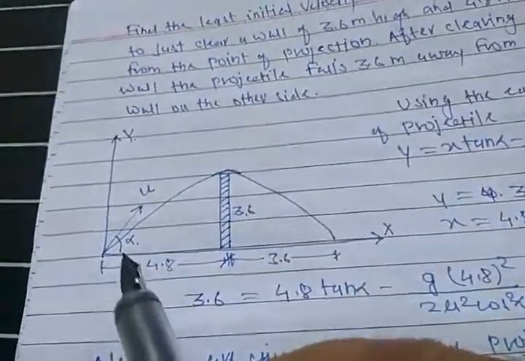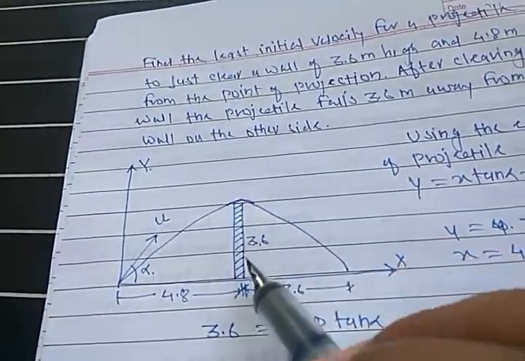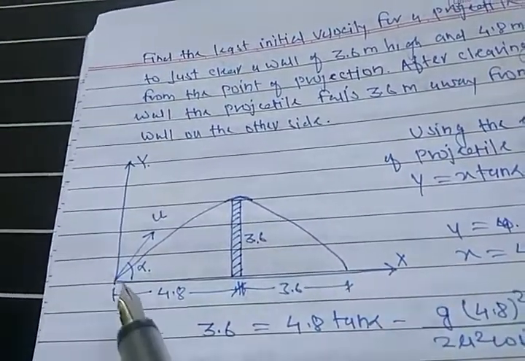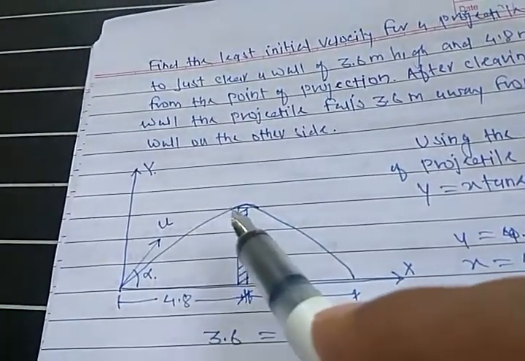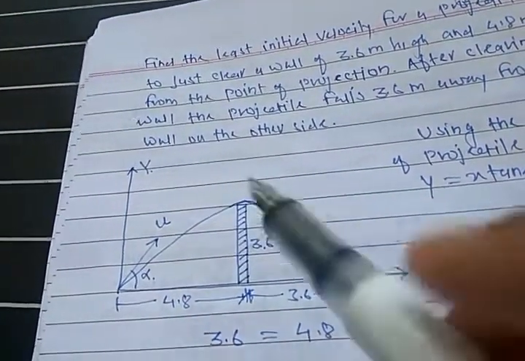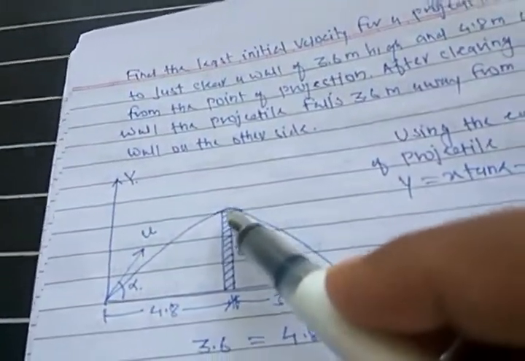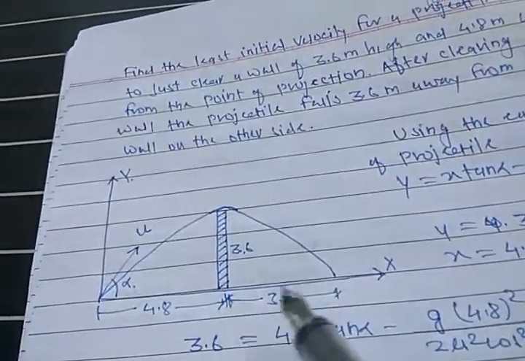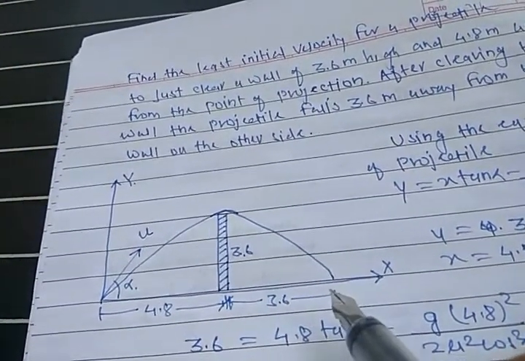Okay, so this is the sketch for it. This is the point of projection. This is the wall, 3.6 meter high. This distance is 4.8 meter. The projectile travels like this and falls here. It just clears the wall, so there need not be much gap here. And the projectile falls on the other side at a 3.6 meter distance.